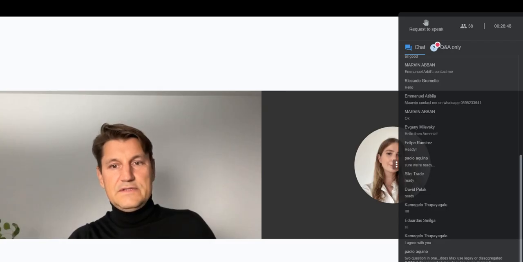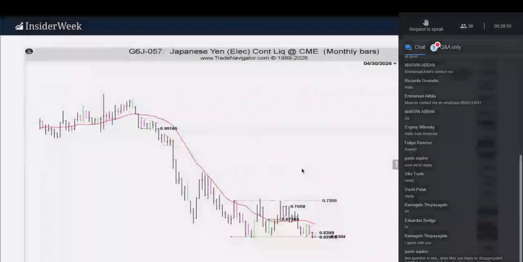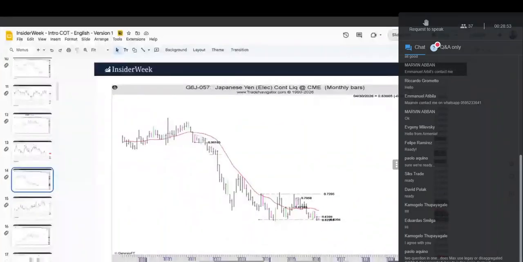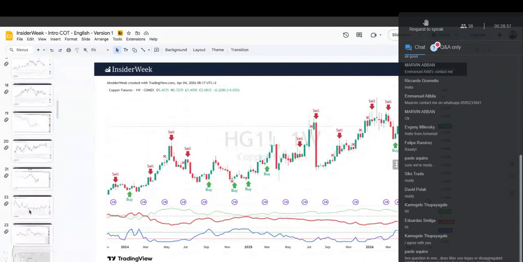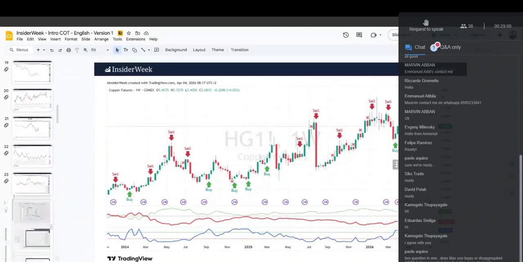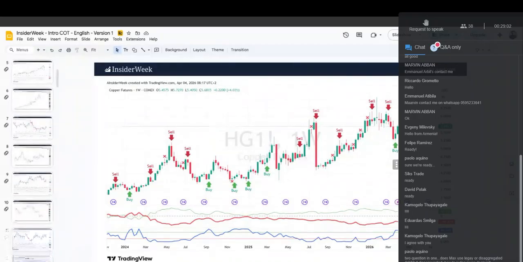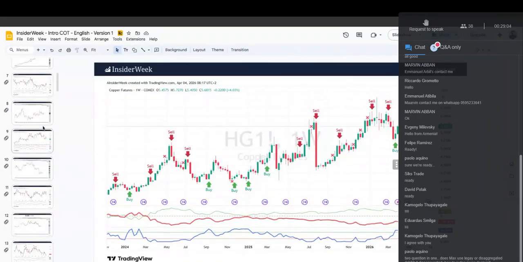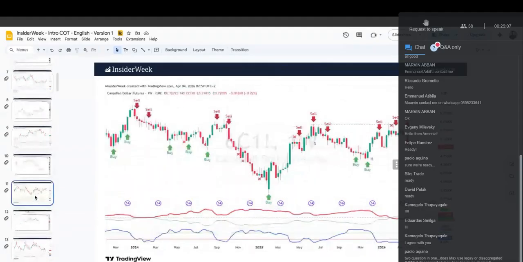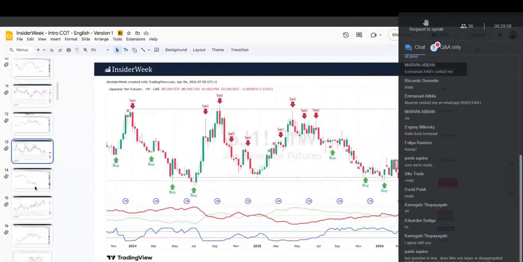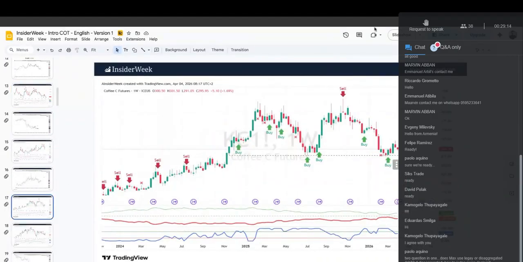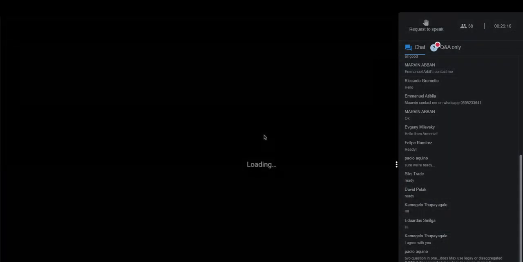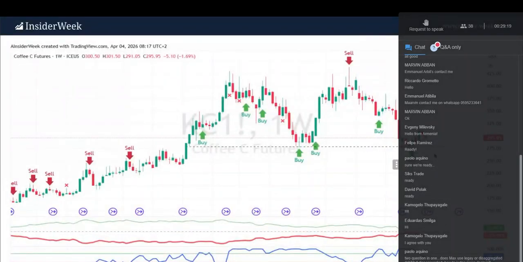And here you can see, so coffee, second. It was copper, coffee second. So it was here, I think. Yes, this is here. Okay, we have coffee here. And here you can see we have a support on the same level, two buy signals.